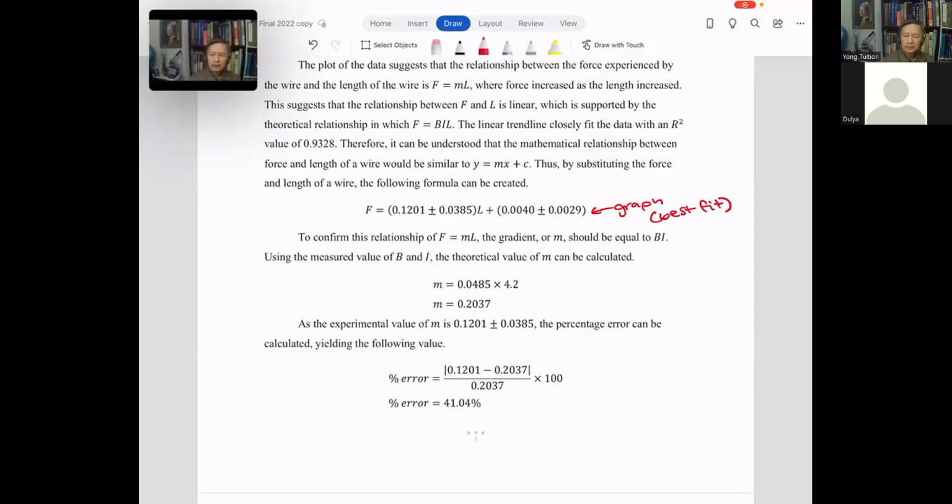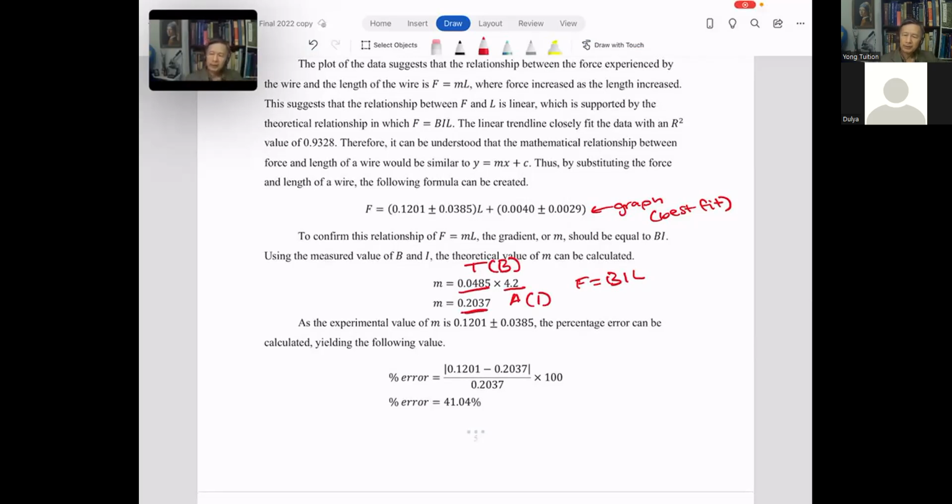So we know that in theory M should equal BI, because F equals BI. Where is 0.2? How did you choose this 0.2 as your reference? Oh, because we measured this. This is T and this is I. No, A. I can't follow you. What is A? What is T? Current and magnetic field strength. Tesla. So that should be the theory, right? So the first slope is the theory.